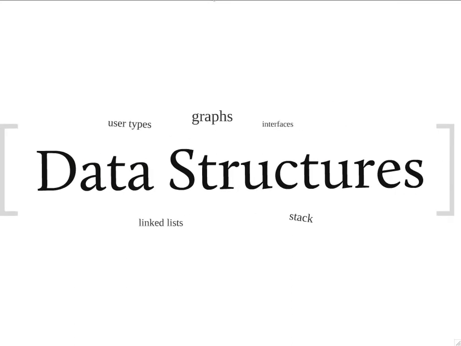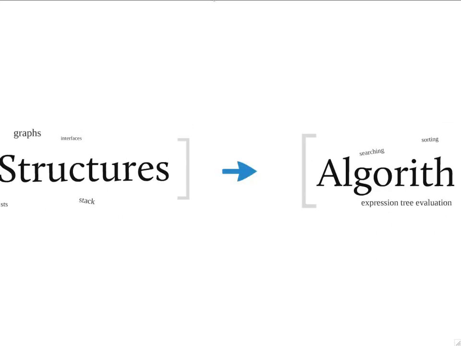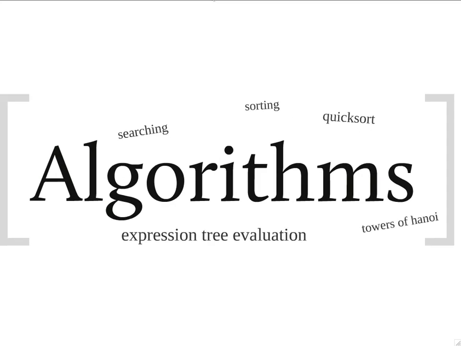Data structures. We've also taken a look at graphs, interfaces, linked lists, stacks, and custom user types, which goes along with object-oriented programming a lot, but not always. And we've also done algorithms. We've done various types of sorting, like quicksort and merge sort. We have done binary searches. We have done recursion and solving the towers of Hanoi problem. And we've also done expression tree evaluation on graphs.